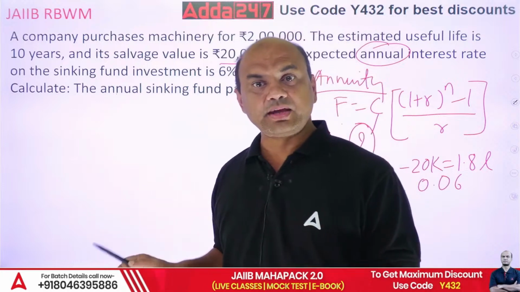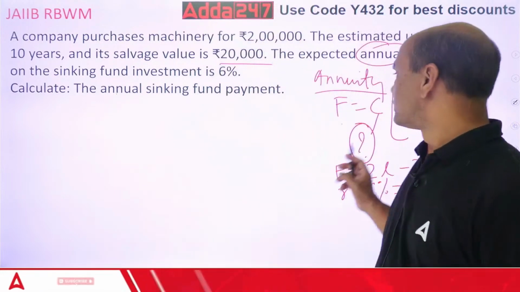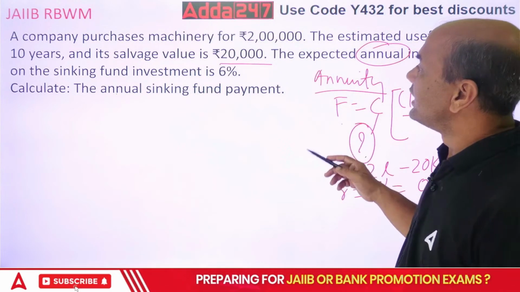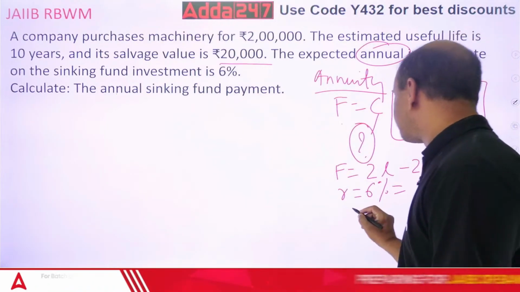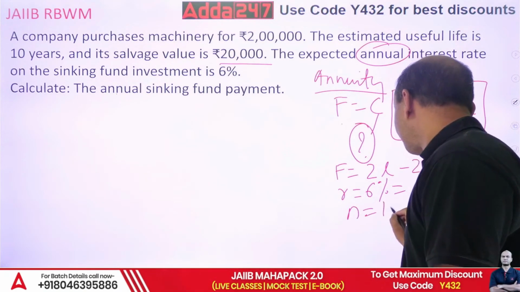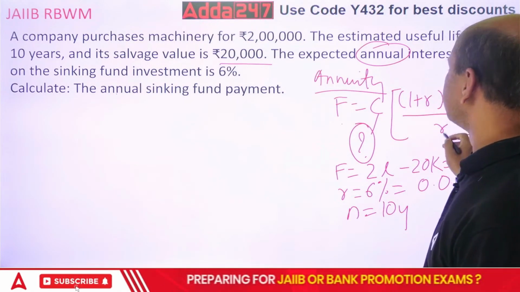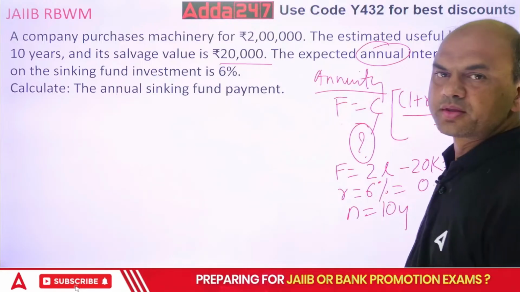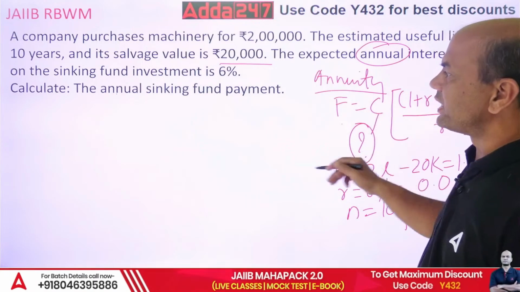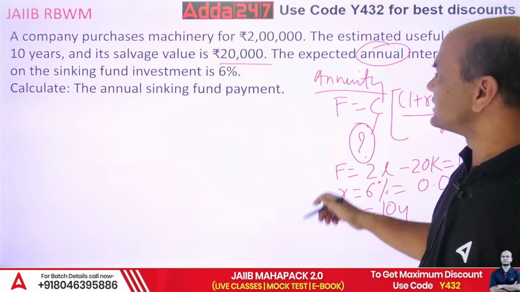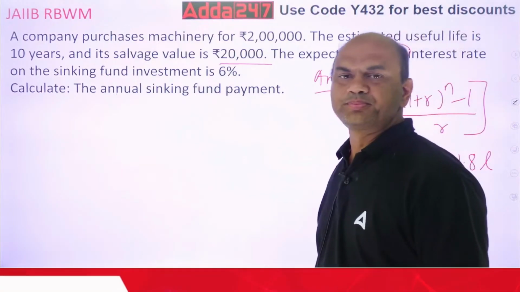So R is the same, N will also be the same. So what is N then? N is 10 years. N equals 10 years. Anything else? C, R, N, that's it, and F. C is what you'll have to find out, the annual sinking fund payment. This is what you have to find out.